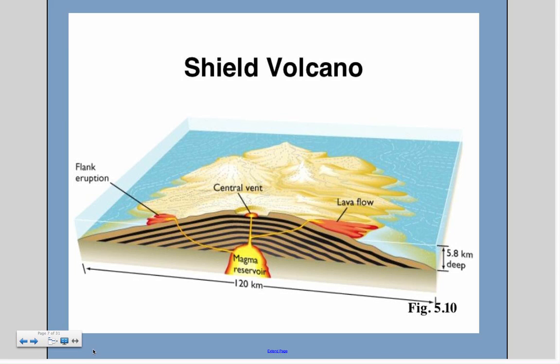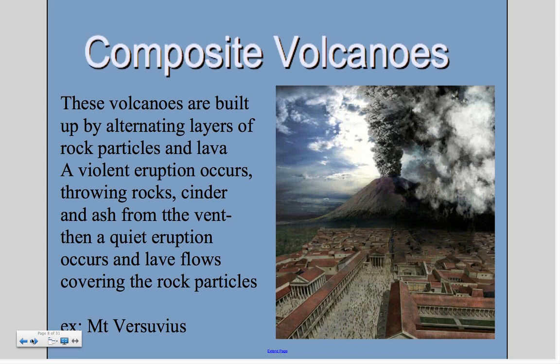The shield volcano has a long base and a low top. So there's a picture of it. Composite volcanoes are the big danger ones, like the one that erupted at Pompeii, Mount Vesuvius. When these erupt, because there are so many pieces to it, it's not just one type of rock, it's layered rocks and particles and ash and different pieces and sometimes big boulders. So when these erupt, they throw huge amounts of debris up into the air.